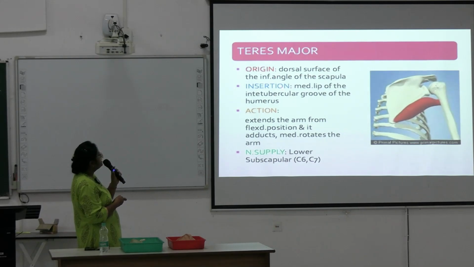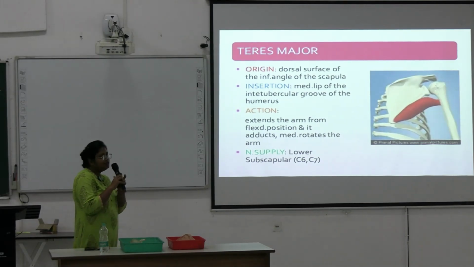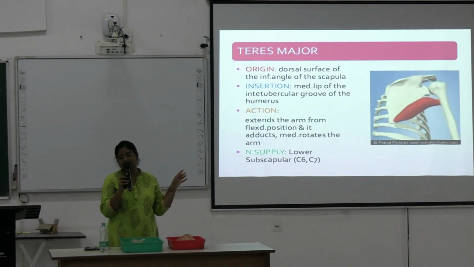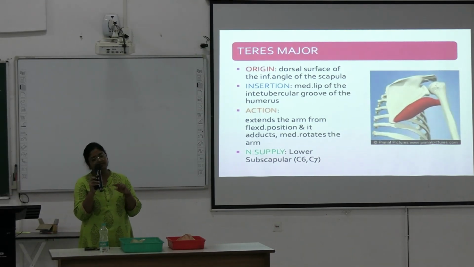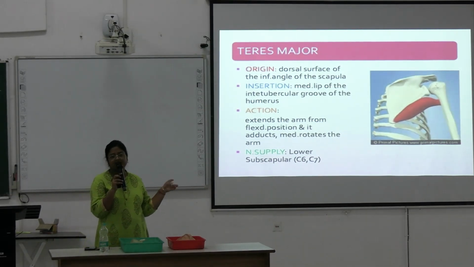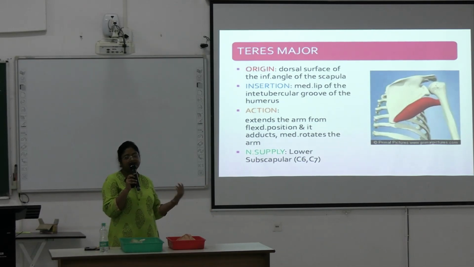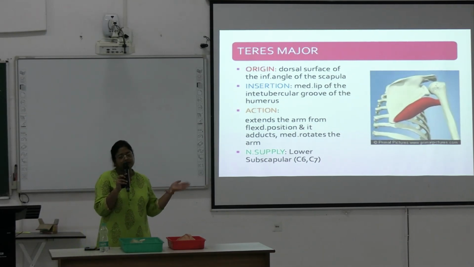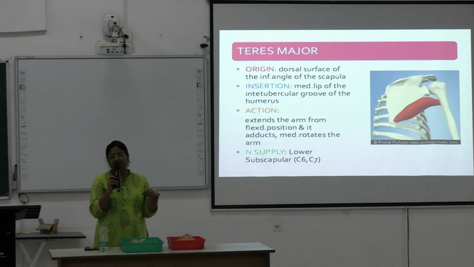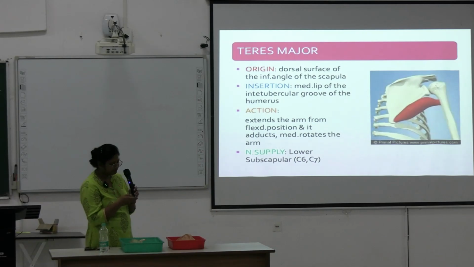Origin is on the dorsal aspect and the inferior angle of the scapula. Insertion into the medial lip of the intertuberculous sulcus. So, intertuberculous sulcus has 3 muscles. Okay, lateral lip, insertion of pectoralis major, medial lip, insertion of teres major, and in the floor latissimus dorsi. Okay, so you can remember like lady between 2 majors. Okay, pectoralis major, teres major, and latissimus dorsi.